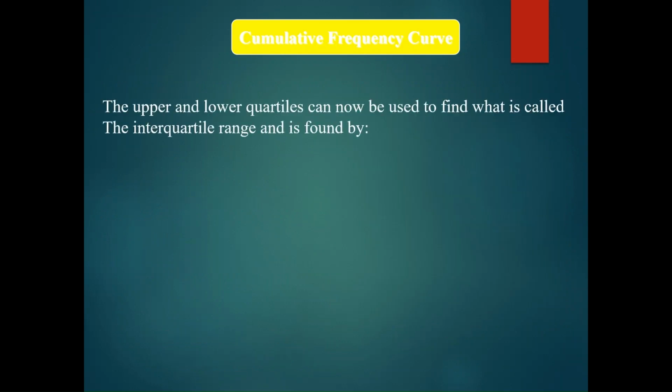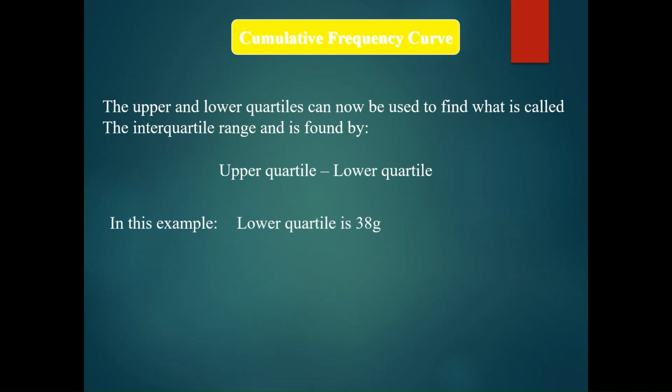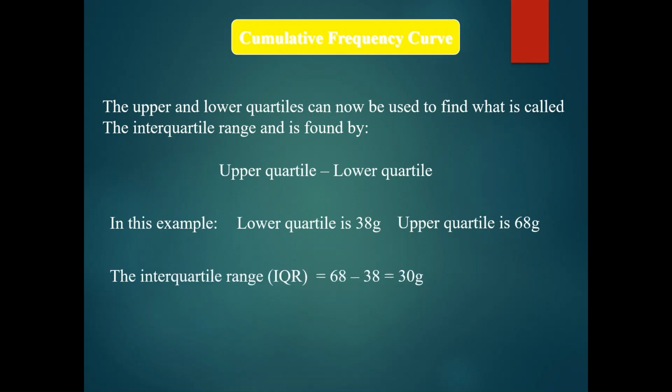The upper and lower quartiles can now be used to find what is called the interquartile range, which is found by finding the difference between the upper quartile and lower quartile. So interquartile range is equal to upper quartile minus lower quartile. In this example, we got the lower quartile as 38 grams and the upper quartile as 68 grams. So to find the interquartile range, we simply subtract the lower quartile from the upper quartile. So our answer is 30 grams.